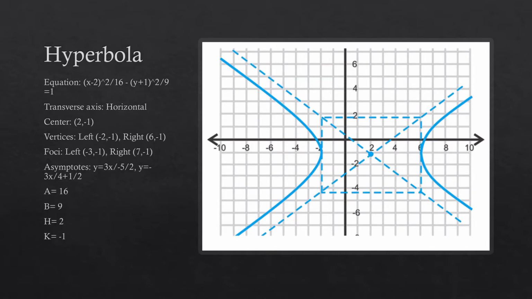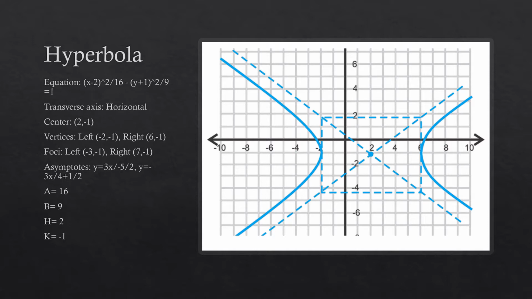This hyperbola is not centered at its origin. A equals 16, B equals 9, H equals 2, K equals negative 1. The center is 2, negative 1. That's why H equals 2, K equals negative 1. The transverse axis is horizontal. The vertices left is negative 2, negative 1. Right is 6, negative 1.